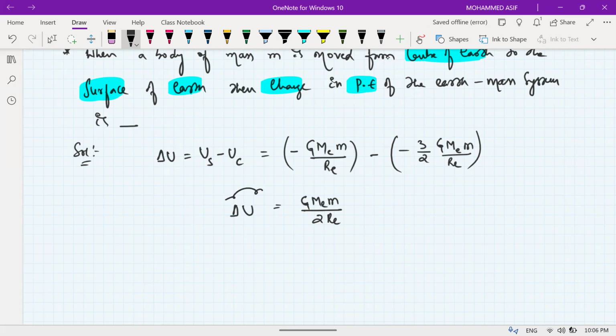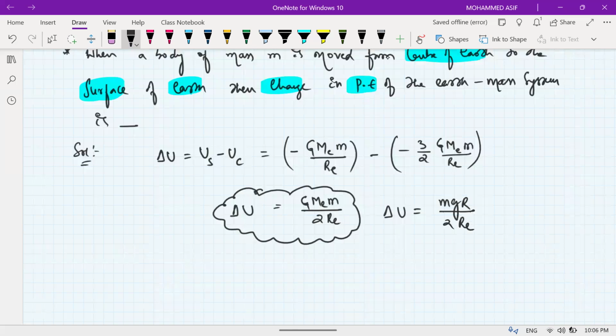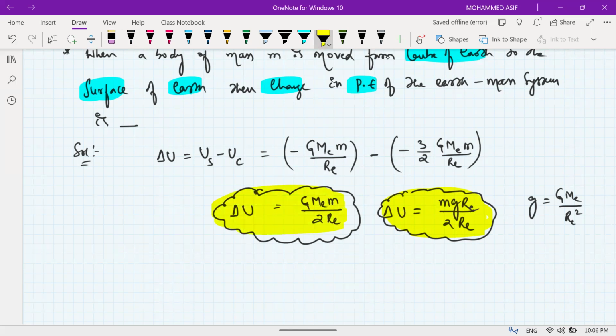Delta U will be equal to G into M into mass of the body divided by 2 times radius. Or else I can even write this as delta U is equal to mg into r divided by 2 times radius of earth. Isn't it? Because small g is equal to capital G, capital M divided by r square. I'm using that relation. So delta U is equal to mg r divided by 2, where r is also the radius of the earth. Or else delta U in terms of capital G is capital G mass of earth, mass of the object divided by 2 times the radius of the earth. Am I clear?